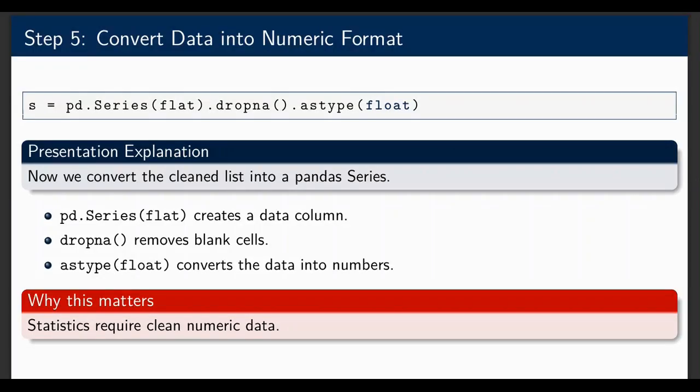The fifth step is to convert the data, to make sure that our data is in numeric format. Here we have a Series, which will create the data column, and we will also drop the missing values. This converts the data into numbers, because statistics requires numeric or quantitative data.